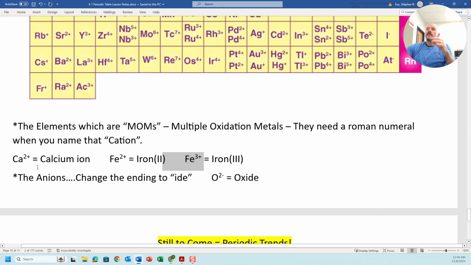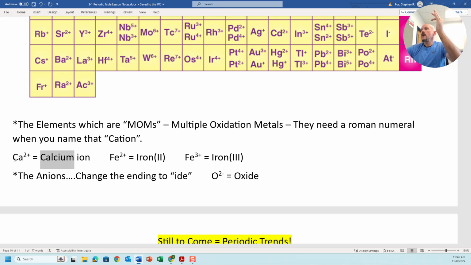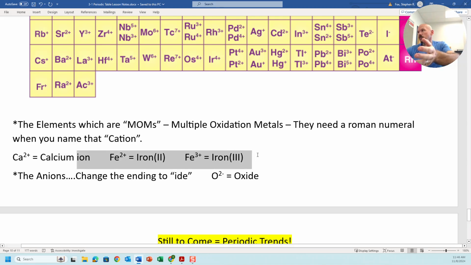The calcium ion, I don't need a Roman numeral. I can just say calcium because calcium is not a MOM ion. Because I know that a calcium ion is always 2 plus, there's no other alternative to that, I don't need the Roman numeral. But because we know that iron could be multiple charges, I got to tell you which charge it is. Is it the iron 2 or is it the iron 3?